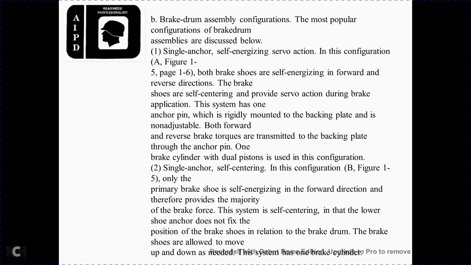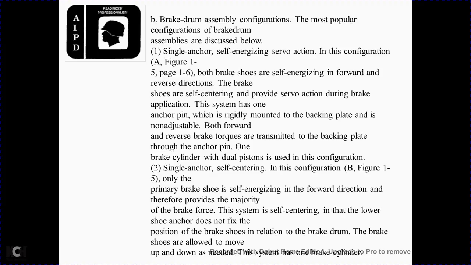Brake drum assembly configurations. The most popular configurations of the brake drum assembly are discussed below. The single anchor self-energizing servo action configuration, A, in Figure 1-5, page 1-6, has both brake shoes self-energizing in forward and reverse directions. The brake shoe with self-centering provides servo action during the brake application. The system has an anchor pin rigidly mounted to the braking plate, which is non-adjustable. The forward and reverse brake torques are transmitted to the braking plate through the anchor pin.